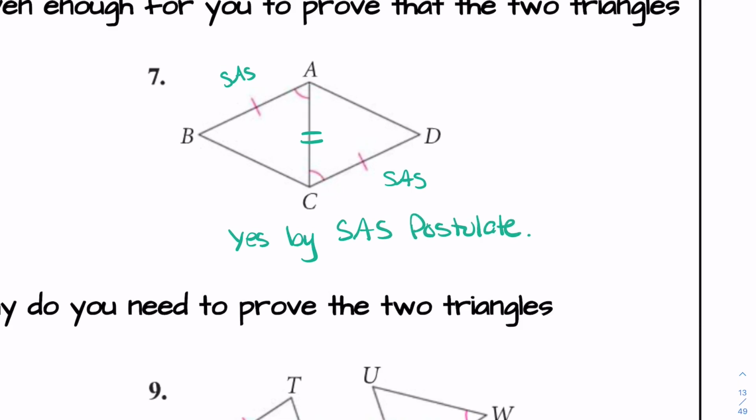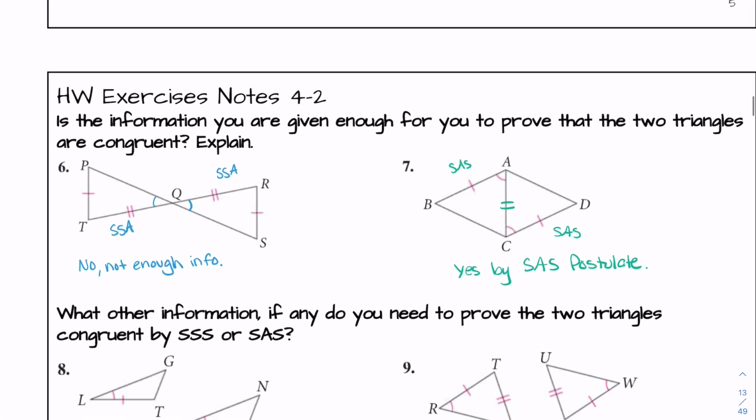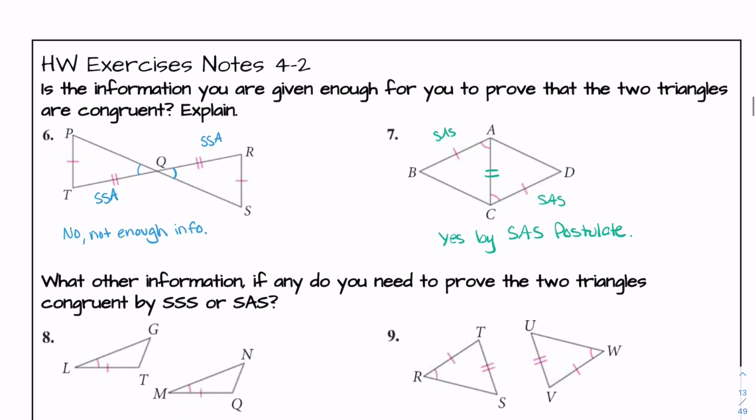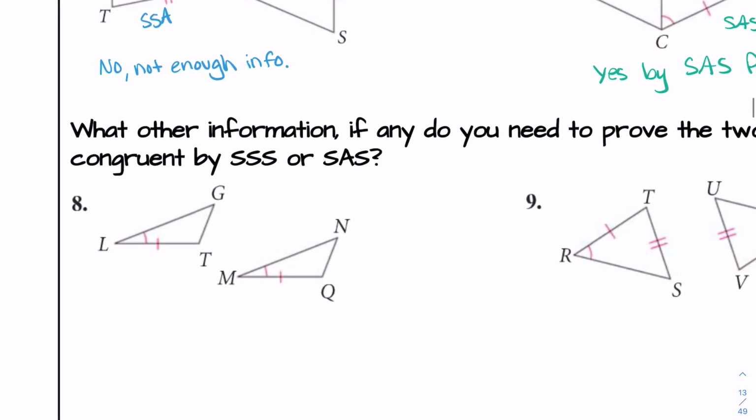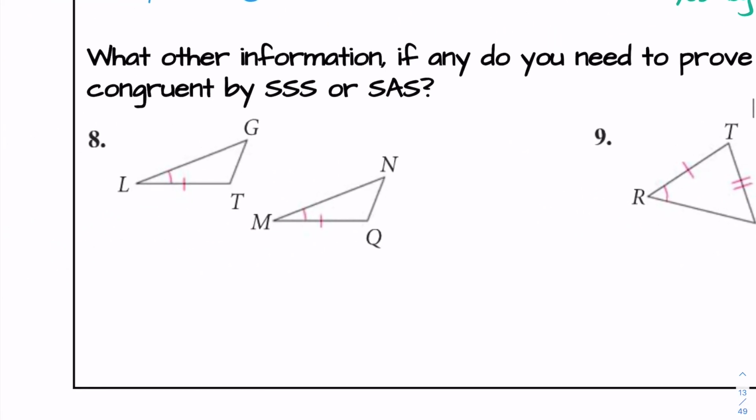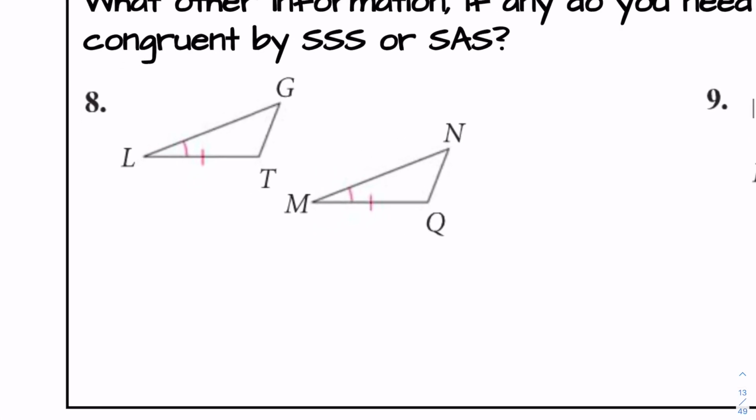I just want to make sure I answered the entire question. Do you have enough to prove? Yes. Okay. What other information would you need to prove the two triangles congruent by side, side, side, or side angle side? Well, let's go with side angle side for this one. So we're going to do side angle side for this one. What other info would I need?